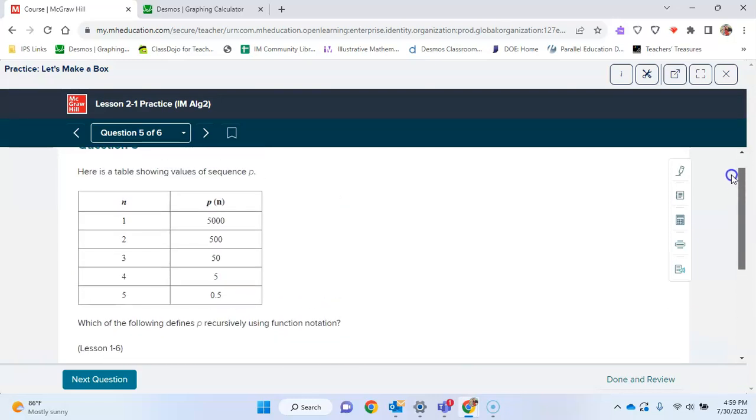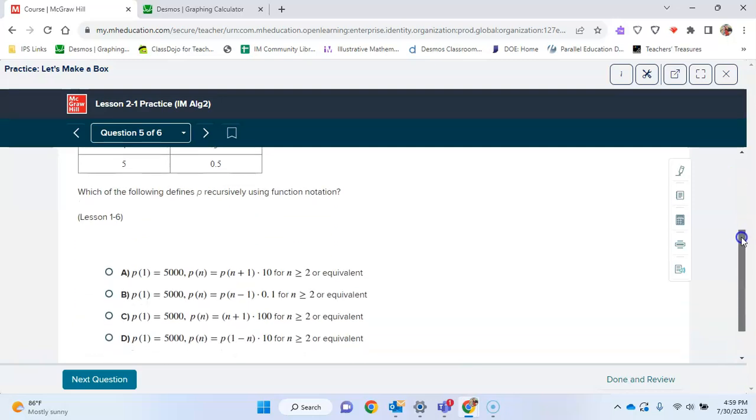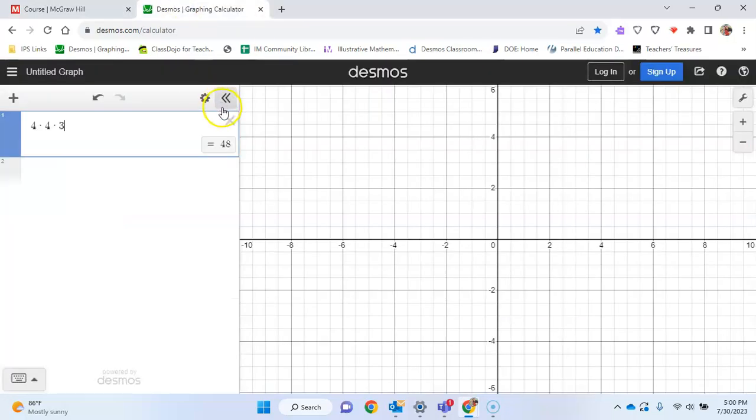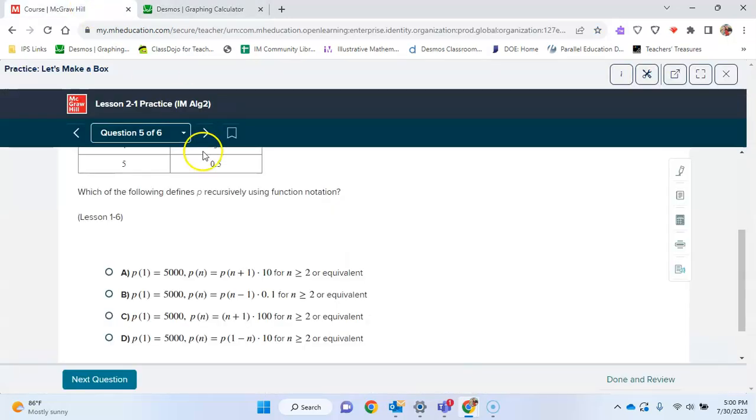All right, so each time, as I told you, they divided by 10. Dividing by 10 is the same as multiplying by 1/10. 1/10 is the same as 0.1. So they take the previous number and multiply it by 0.1.